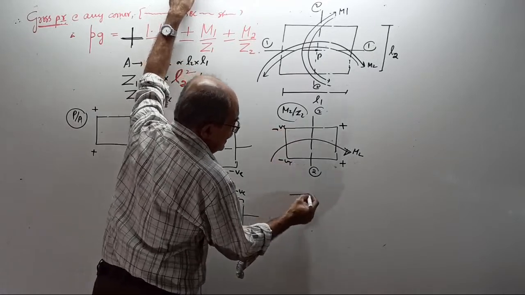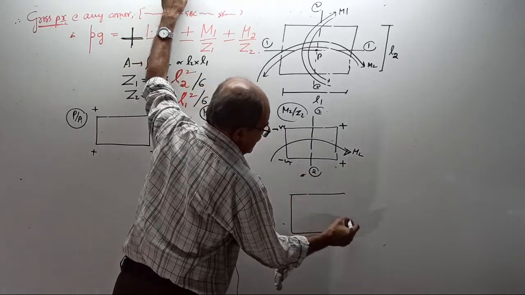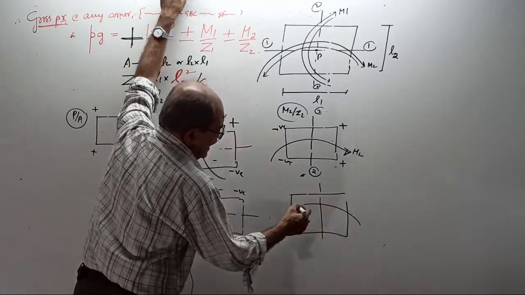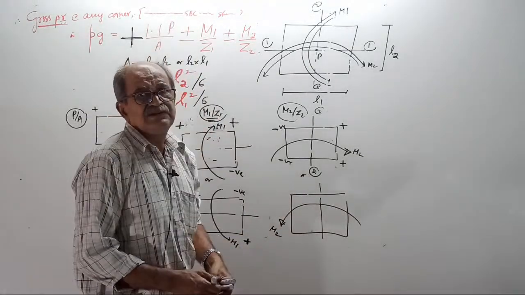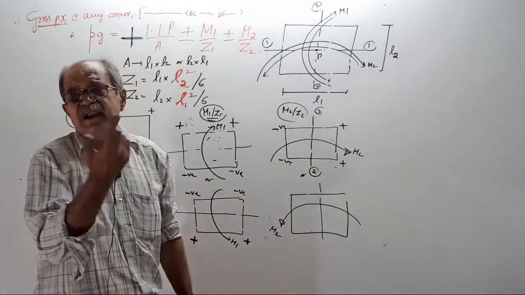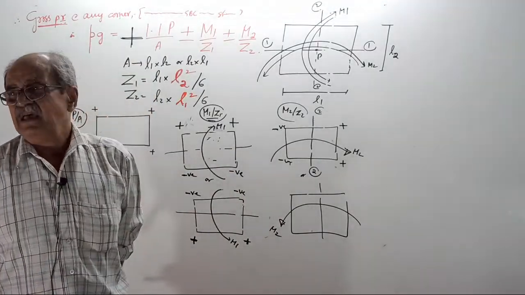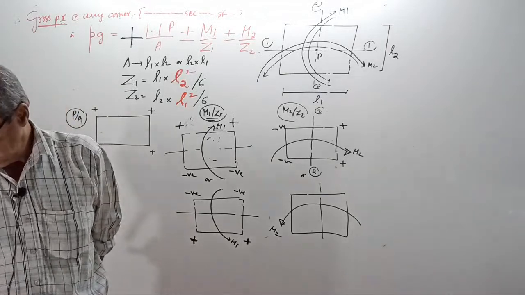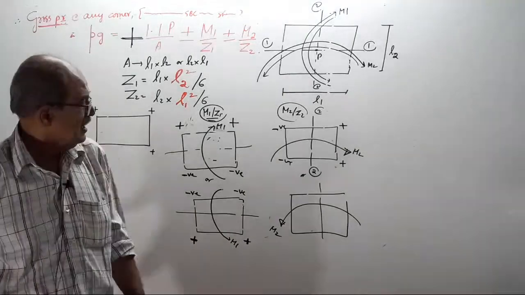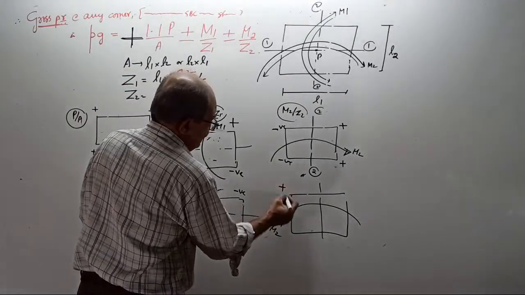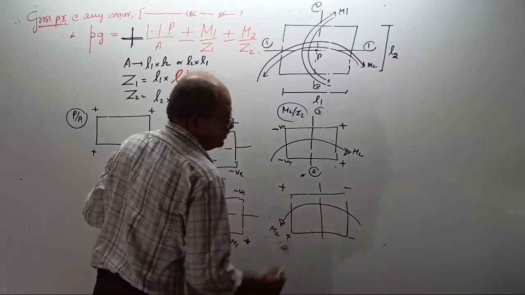Whereas in the other case, if M2 is like this, tell me now, is the pressing of the soil on the left side or the right side? Left side. So positive, positive, negative, negative.